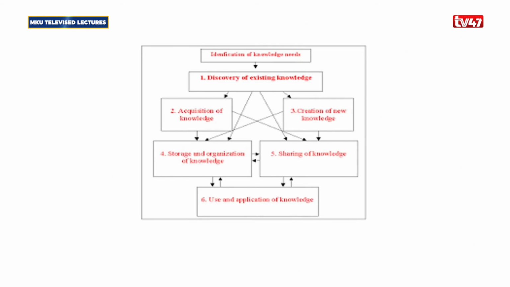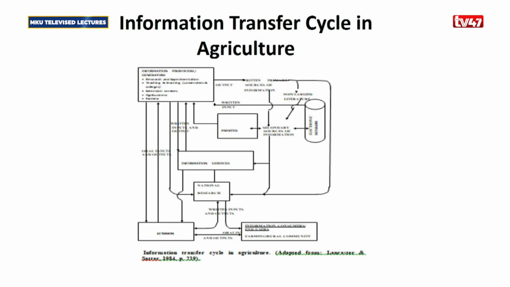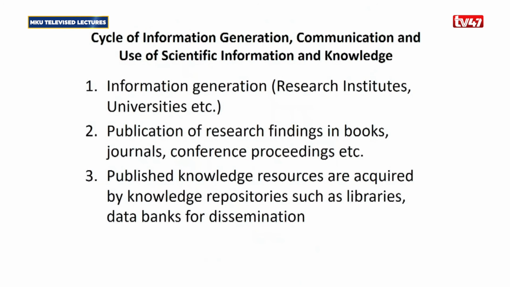And second to that, there is the acquisition of the knowledge, which is done by the information scientists, and the creation of the new knowledge, which is done by the agricultural scientists. Then we have the storage and organization of the knowledge, which is done by the information scientists, and sharing of the knowledge, which is done by the publishers. And then the farmer uses and applies knowledge and realizes tangible results. That is basically the information transfer cycle of agriculture.